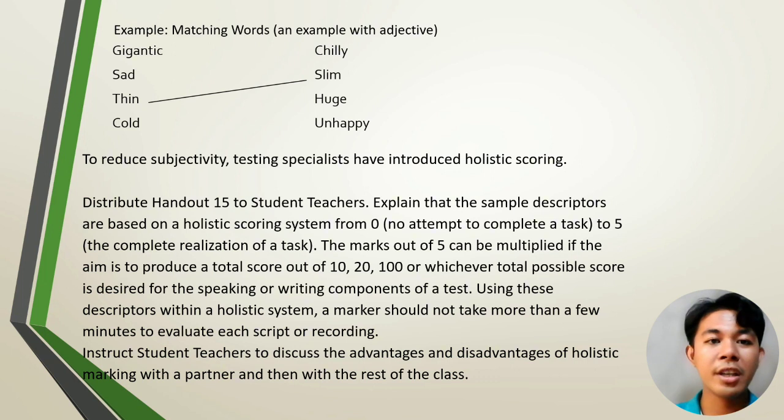So here is an example of matching words. Students will get the correct or incorrect answer. In the first column: gigantic, sad, thin, cold; in the second column: chilly, slim, huge, unhappy. So whether they get one or two incorrect, it is possible that they still get a higher score.